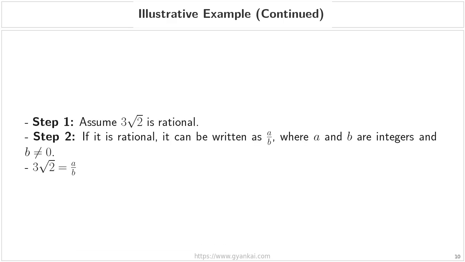Next, in step 2, we apply the definition of a rational number. If 3 times the square root of 2 is indeed rational, then by definition, it must be able to be expressed as a fraction, specifically, a over b, where a and b are both integers, and we must ensure that b is not equal to 0. To put this into an equation, we can write that 3 times the square root of 2 equals a over b. Now, let's move into the actual application of the logic we just discussed. On this slide, we begin the formal steps for our specific example.